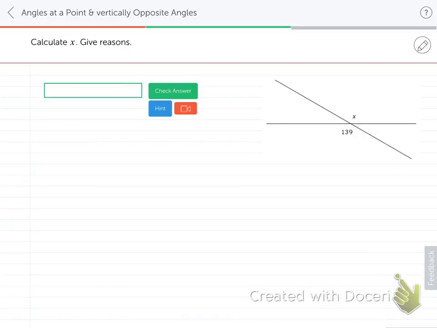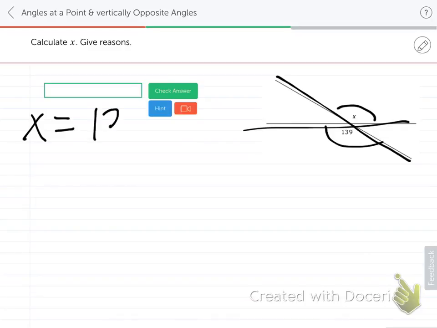So when you calculate x on this one, I notice these lines are intersecting, therefore the ones that are opposite are going to be equal. Okay, so in this one, x equals 139 degrees. So if I put that into Math Space and I hit check to check my answer, I would get a yellow check. Hopefully you like how I did that. Which means you're not done. So in other words, you must give a reason.